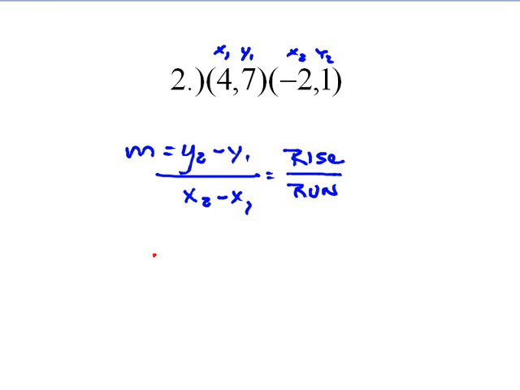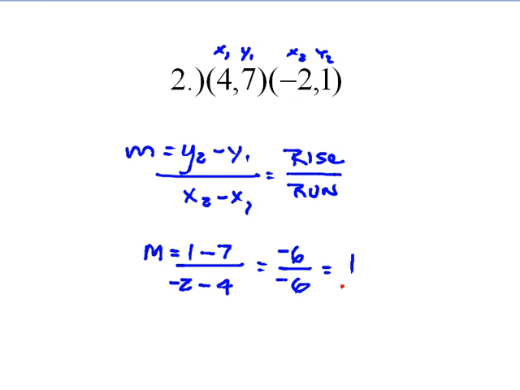Okay, let's put some numbers in. M equals Y2, which is 1, minus Y1, which is 7, over X2, which is negative 2, minus X1, which is 4. That gives us negative 6 over negative 6, so our slope is 1.